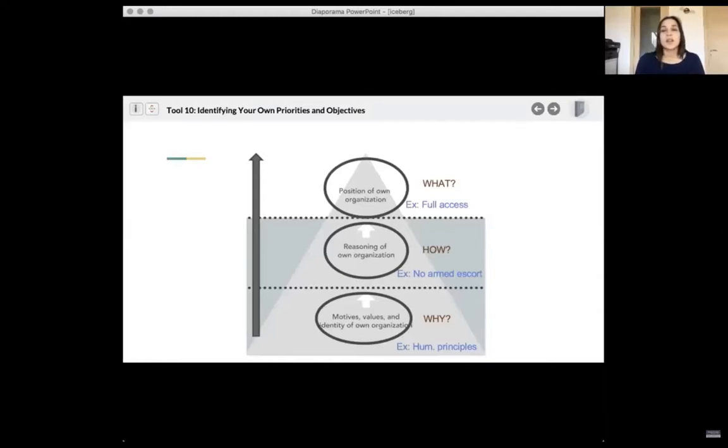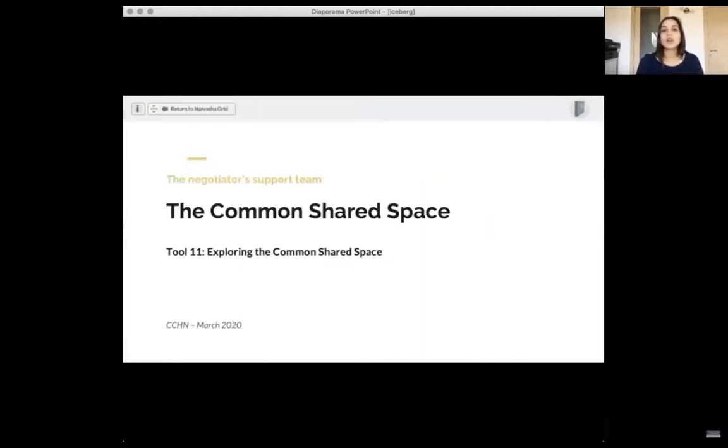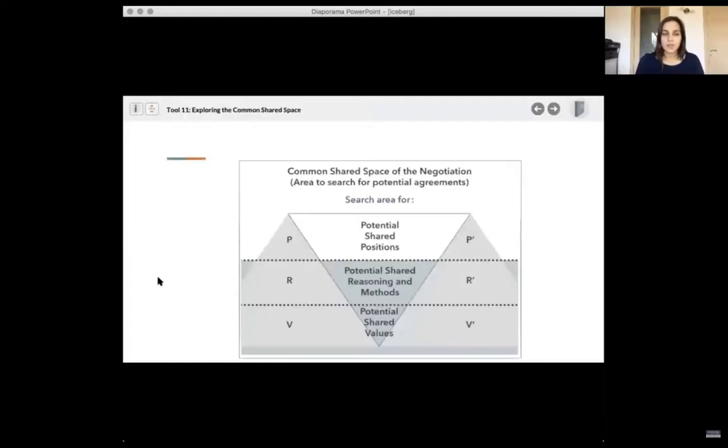So now we've identified the iceberg of the counterparts from the top to the bottom, and we've identified our own iceberg from the bottom to the top. And we're moving on to the third step. Identifying the two icebergs actually helps us to define what we call the common shared space, lying in between the two icebergs. The common shared space is an area for potential agreements to be explored by the negotiator.